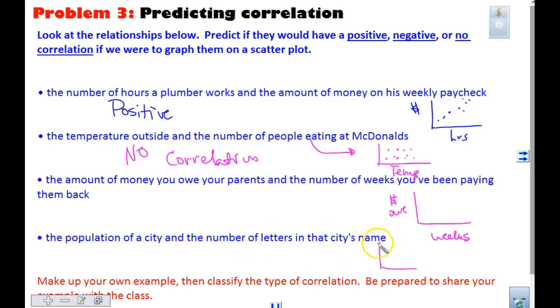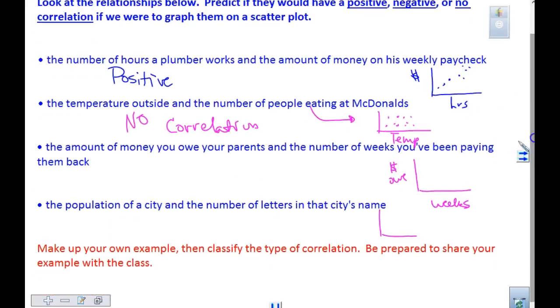Same with this one, you're going to have population and the letters. And just take a minute and think about what you think your graph looks like. Check with your shoulder partner about what you think your answer is going to be: positive, negative, or no correlation. And if you notice right below that, it says, make up your own example. Classify the type of correlation, and be prepared to share with the class.